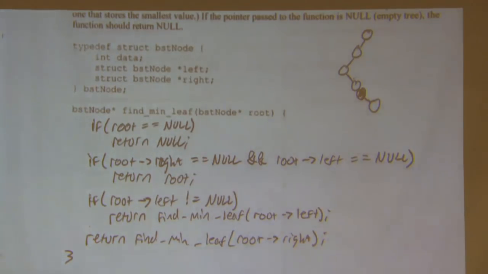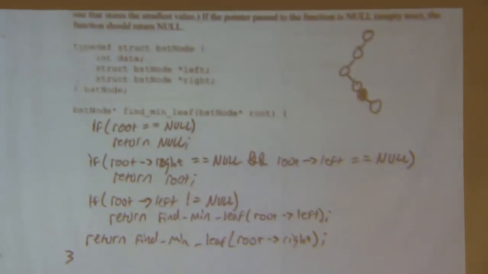So if we're looking for the largest instead, since we chose to move left whenever we could, we instead want to move right whenever we could. It would basically be the same thing, except we swap left and right.